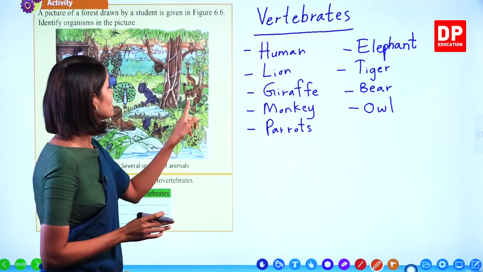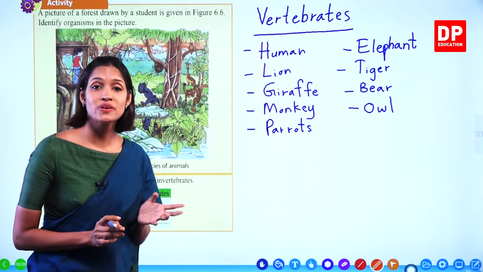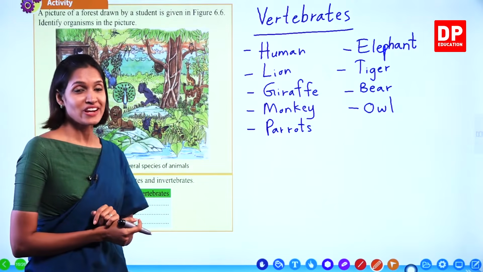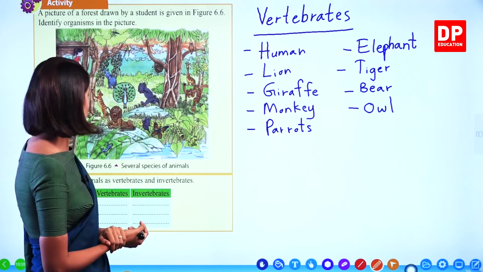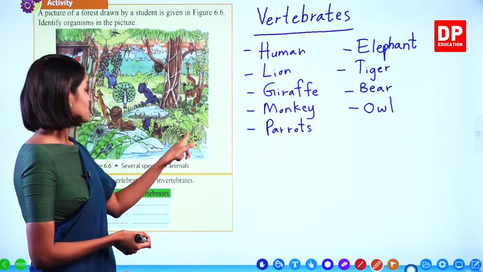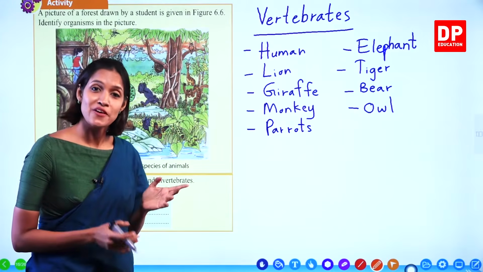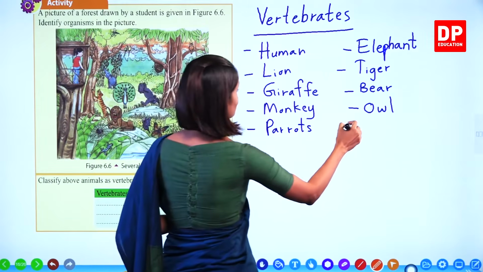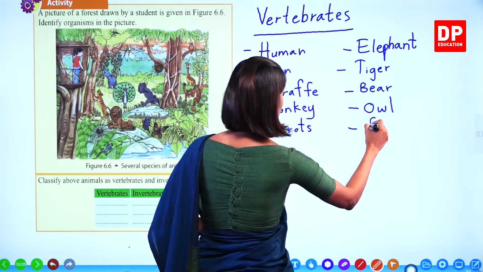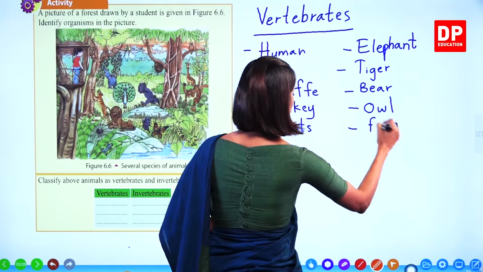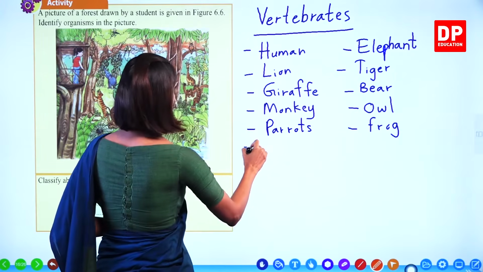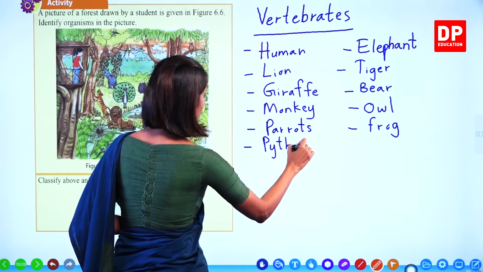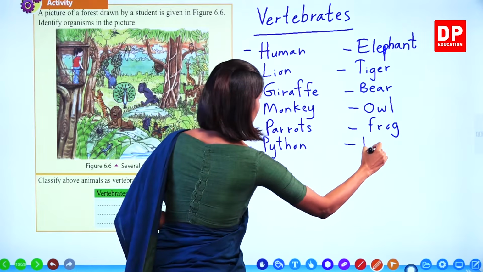Python is also coming under vertebrates because python is a reptile. And also lizard is also a reptile, right? So they are also coming under vertebrates. What about the frogs? Frogs are coming under amphibians. Amphibians are also vertebrates, okay? Right. We will write frogs, python, lizard.